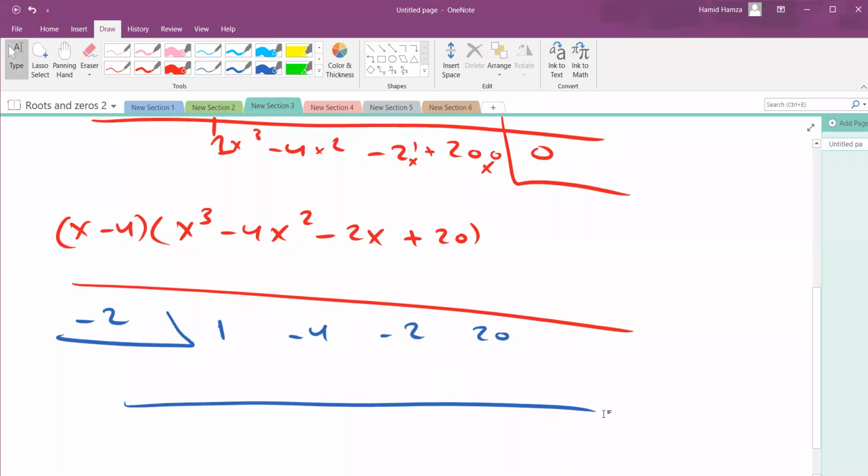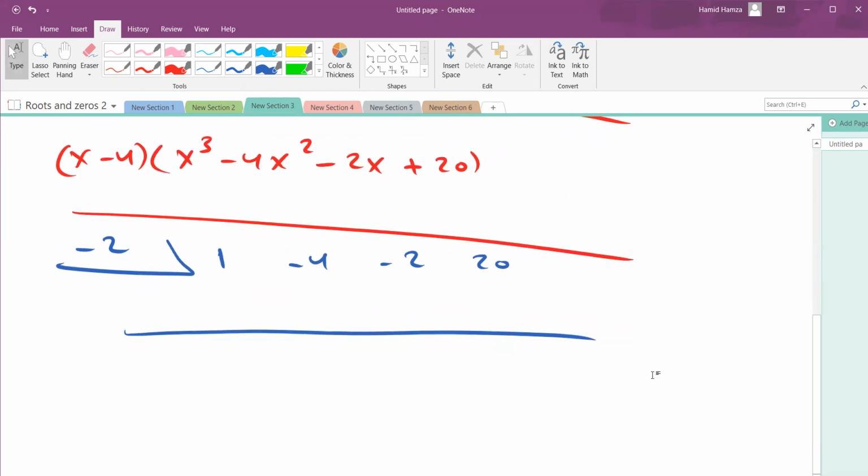Let's begin. So each time, guys, use the synthetic division to reduce power. So it will be drop 1 down, 1, -2, -6, 12. It will be 10. It will be -20. So 0. This is the remainder.